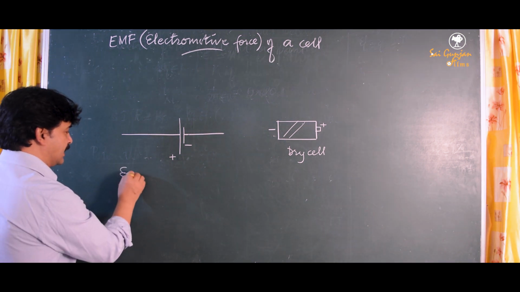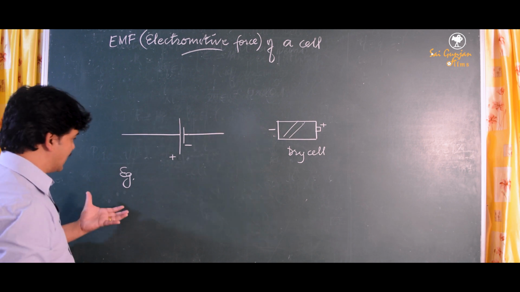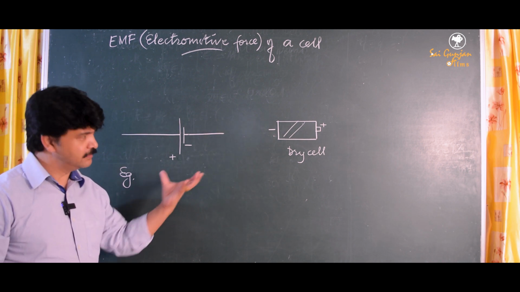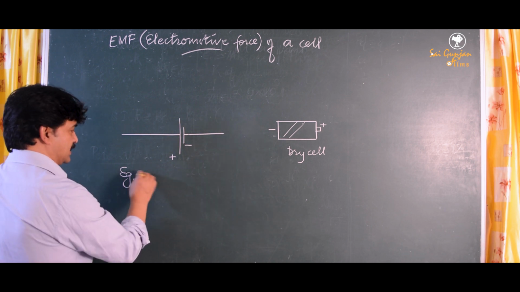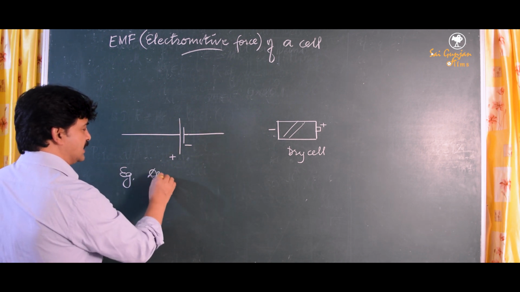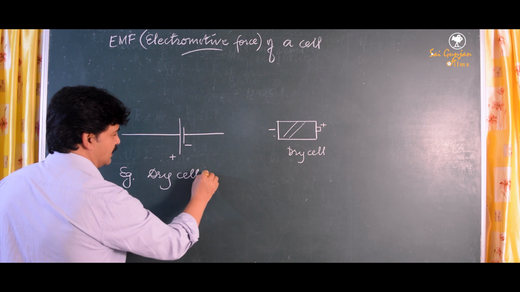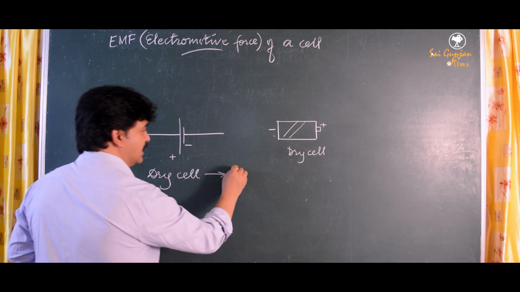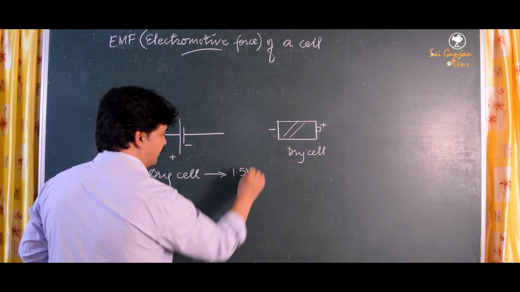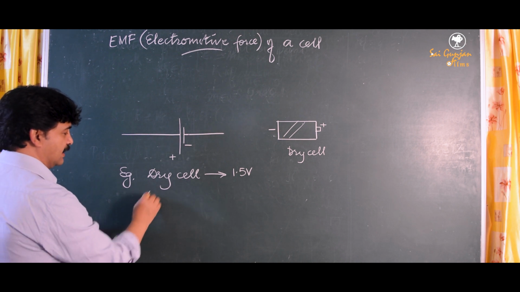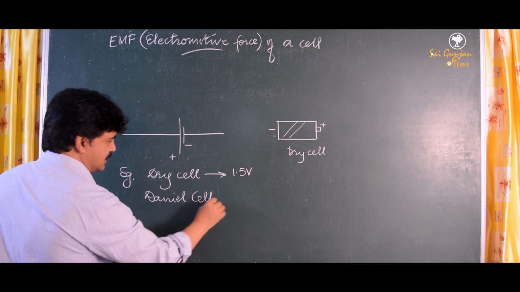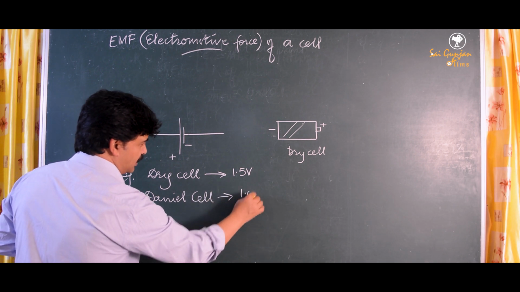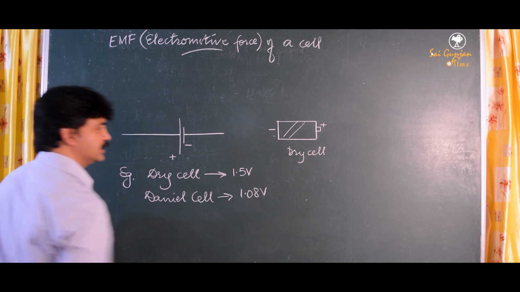Now let's have some examples of the EMF. Different cells have different EMF. For instance, a dry cell has an EMF of 1.5 volt, while a Daniel cell has an EMF of 1.08 volt.